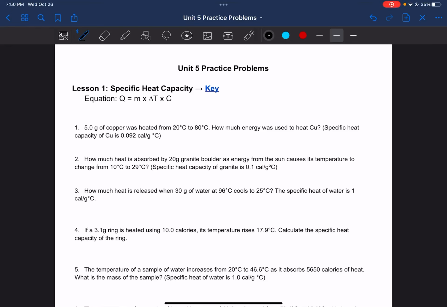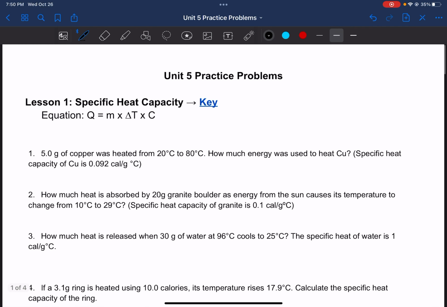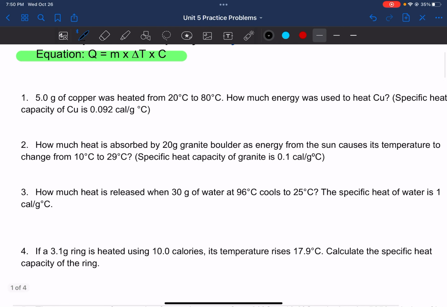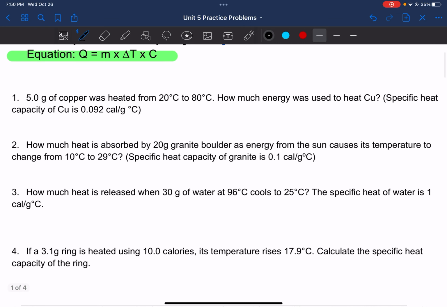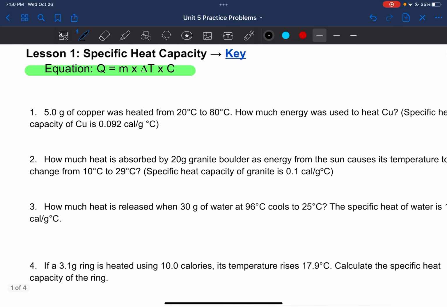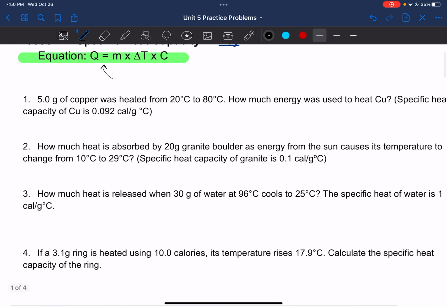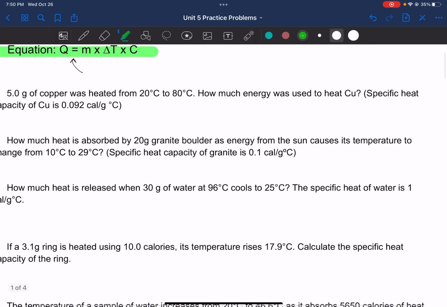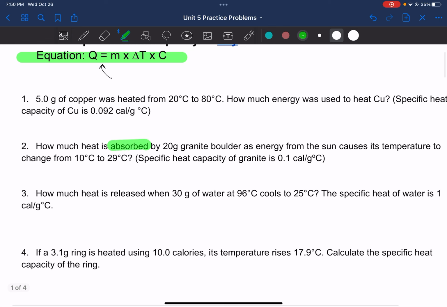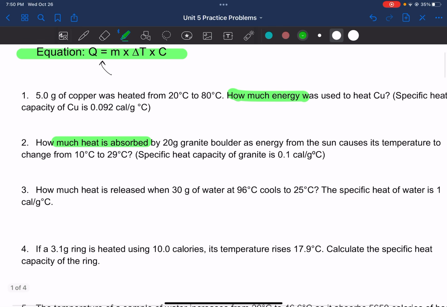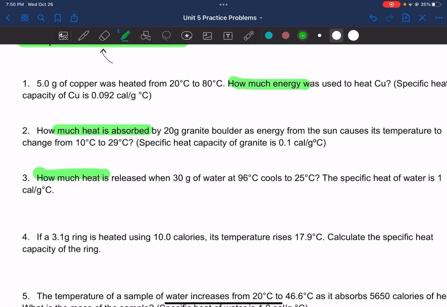Alright, this is how you do Unit 5 practice problems for lesson 1, using specific heat capacity and utilizing this formula. At first, it's asking us how much energy was used, and energy, usually this one. So for the how much heat, how much energy, how much heat.